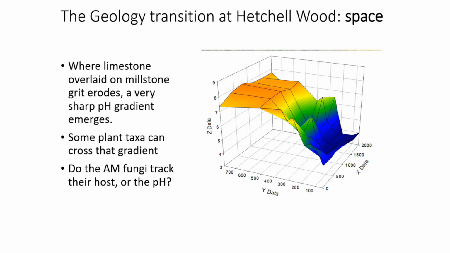So you've got a really, really nice way of testing how the symbiotic fungi track the host plants given this environmental gradient. Because if they're absolutely tracking pH and not hosts, then that's where you'll find them. If they're tracking hosts, then they may cross the gradient and you won't see that. So you can start to see all of the potential permutations are there.